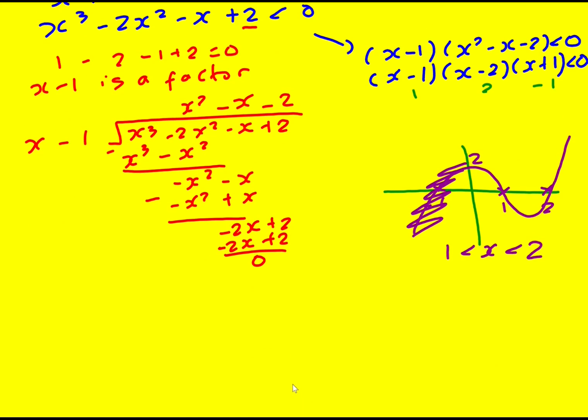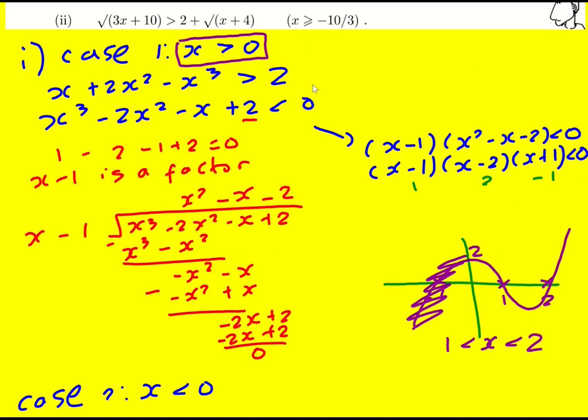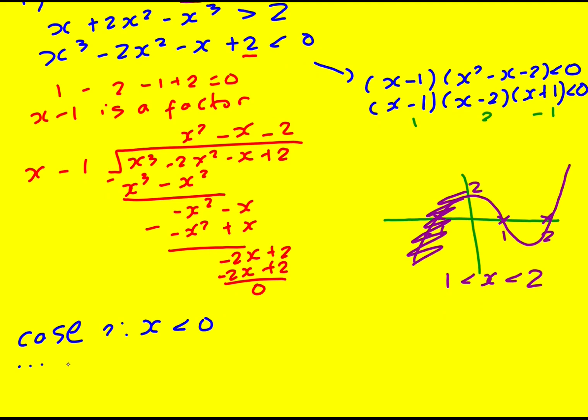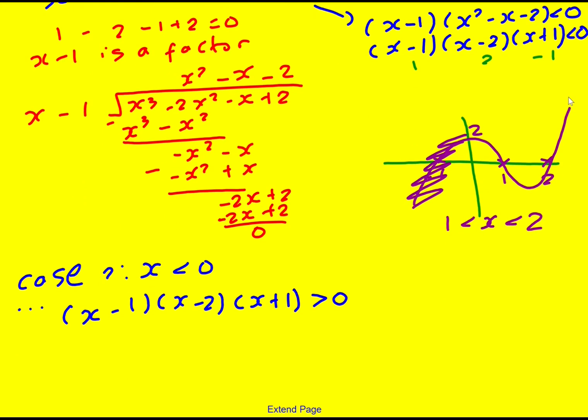Okay, case two. X is less than zero, but it's going to play out in exactly the same way, except when I times through by x, I'm just going to swap the sign around. So I'm going to get exactly the same cubic, but this time it's going to be greater than zero because I just swapped the sign around there.